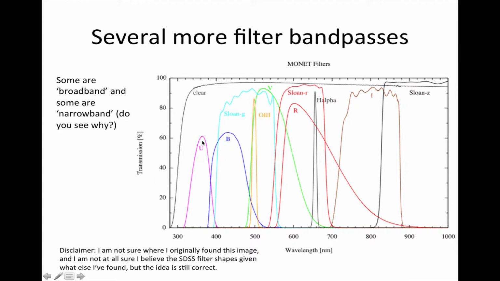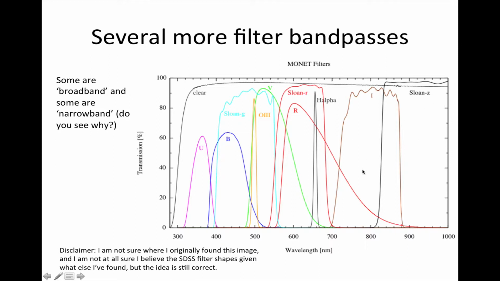So you see that they are rather far from being top hat functions. They're not even symmetrical. The U is pretty symmetrical. The B is a little bit more asymmetrical. V is asymmetrical. R is very asymmetrical. And I'm pretty sure that's Cousins I because it is much closer to a top hat. There's also Sloan G and Sloan R and Sloan Z in here.